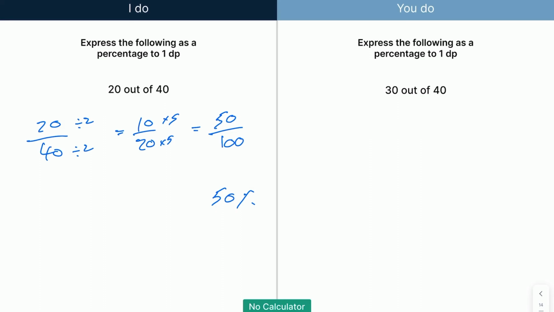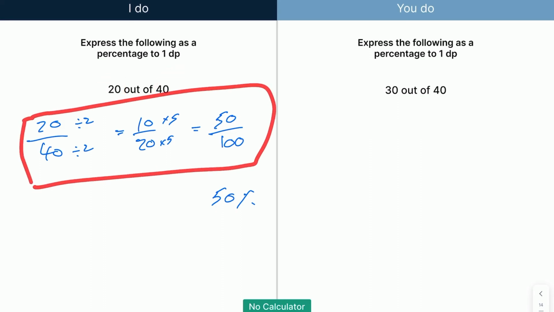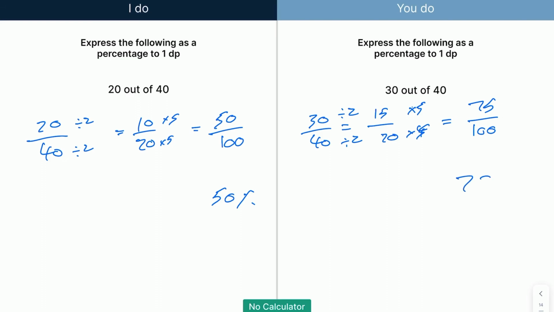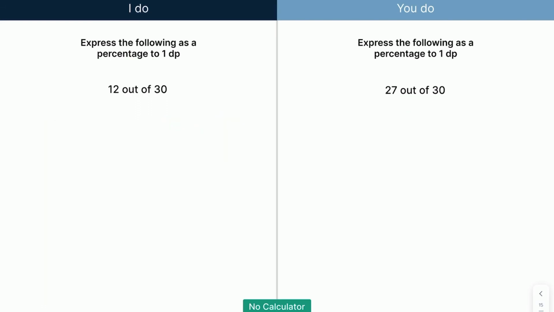And you probably read this and could tell it's 50% straight away. But it's important that you can do it like this because it's not always going to be as clear. So again, we have 30 over 40. The question is, how do I get to 100 at the bottom? Well, I divide the top and bottom by 2 because that can get me to 20. And from here, it's easier to get to 100. So times the top and bottom by 5. And that gets me to 100. And then, what is 15 times 5? That's 75. So the answer is 75 out of 100, which means it's 75%.